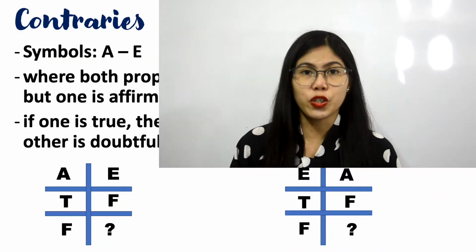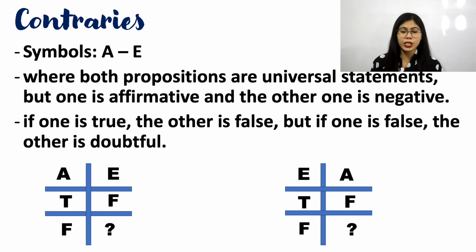First is the contraries. The contraries consist of symbols A and E, where both propositions are universal statements, but one is affirmative and the other one is negative. In other words, propositions are considered contraries if both statements cannot be true at the same time. For example, the A proposition, all men are mortal, cannot be true at the same time as its counterpart E proposition, which is no man is mortal.